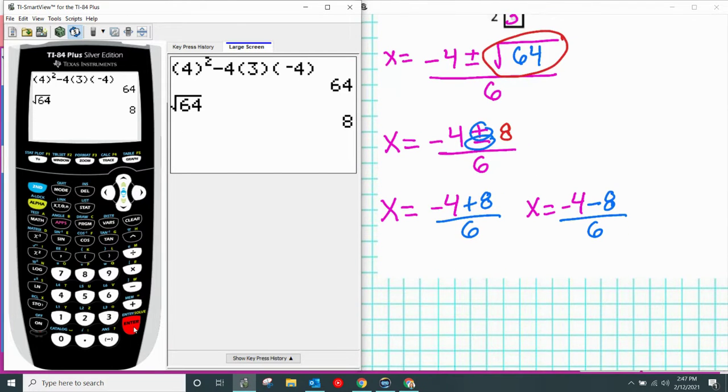So now let's simplify our final 2 answers here. I have x equals, well, what's negative 4 plus 8? Negative 4 plus 8 is 4. So I have 4 over 6.